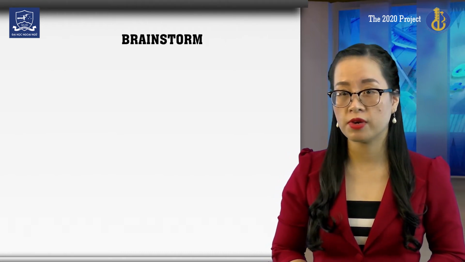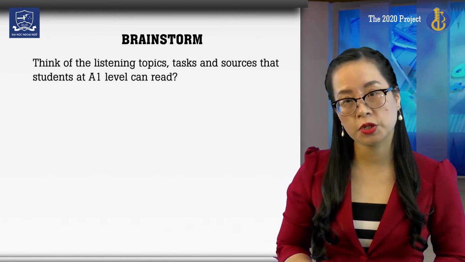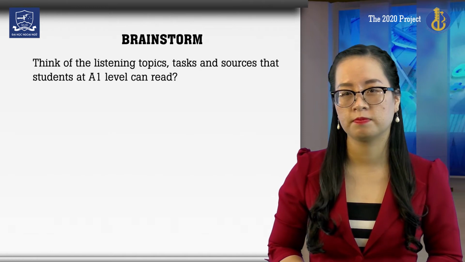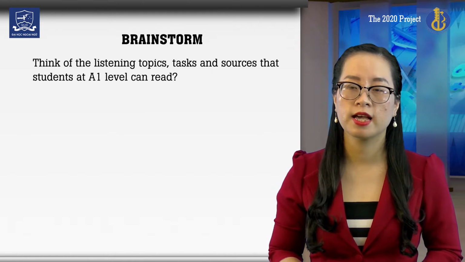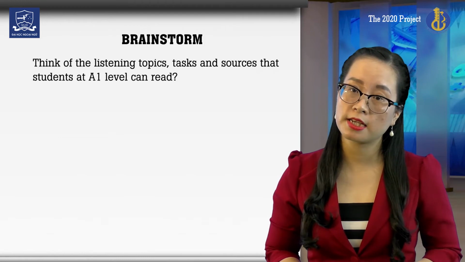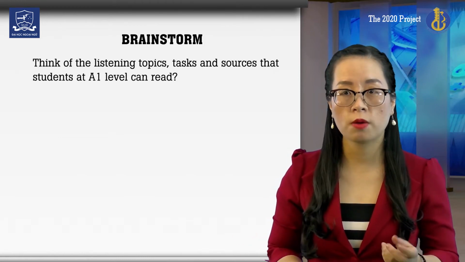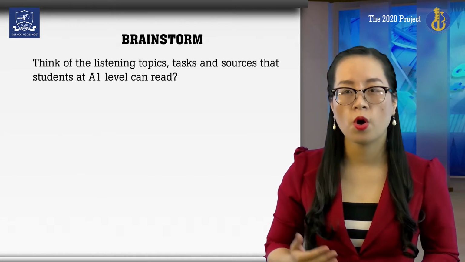Well, as you may know, A1 is the lowest level of the language learners. Actually, it's the level for beginners. So what do you know about A1? What can students at A1 read? Think of the reading topics, tasks, sources that students at this level can understand. For example, can they understand correspondence, orientation, instructions, or information and argument? Can they understand such topics as holiday, shopping, or leisure activities? Can they understand sentences or just phrases?